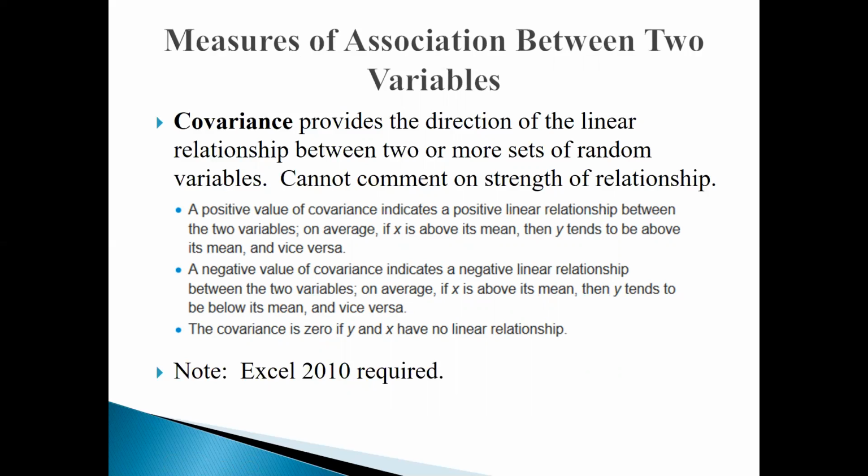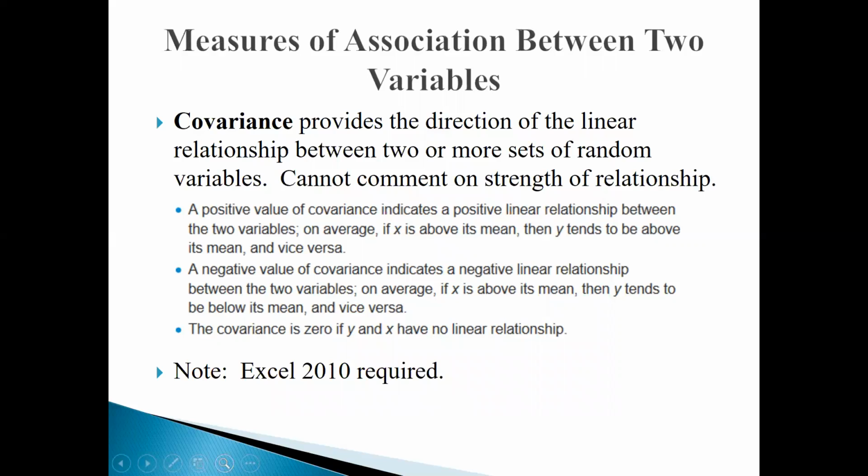So a positive value of covariance indicates a positive linear relationship between the 2 variables. And on average, if x is above the mean, then y tends to be above the mean and vice versa. Now, a negative value of covariance indicates a negative linear relationship between the 2 variables. And again, on average, if x is above, then y tends to be below the mean and vice versa. Now, if covariance is 0, x and y have no linear relationship.